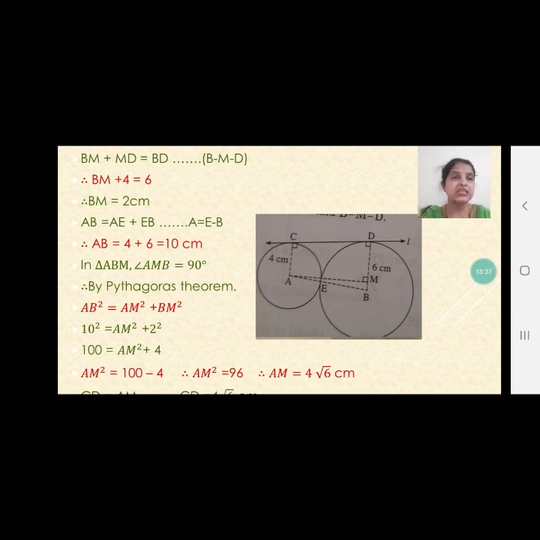So as DM is 4 cm, MB will obviously be equal to 2 cm. Why? Because M lies between D and B. DM plus MB is equal to DB. So MB will be equal to DB minus DM. That is 6 minus 4, that is equal to 2 cm.